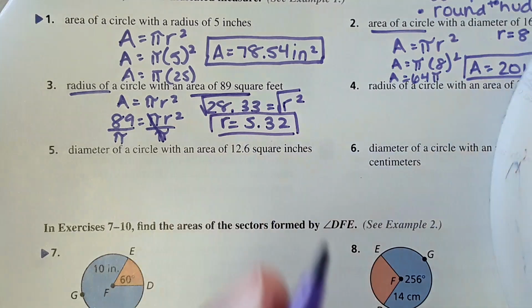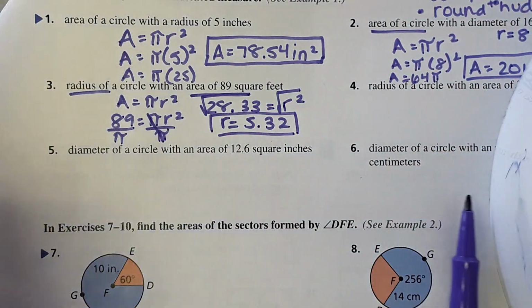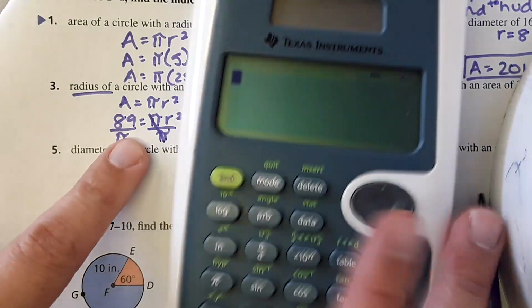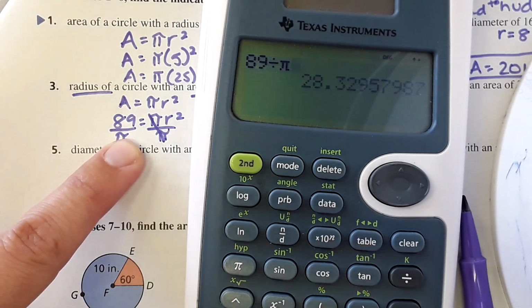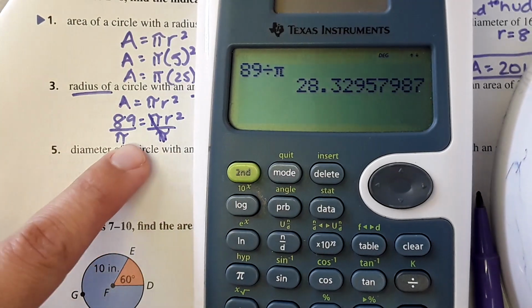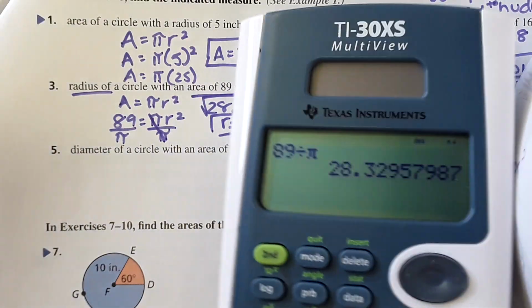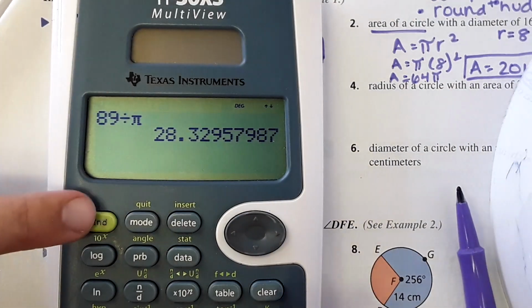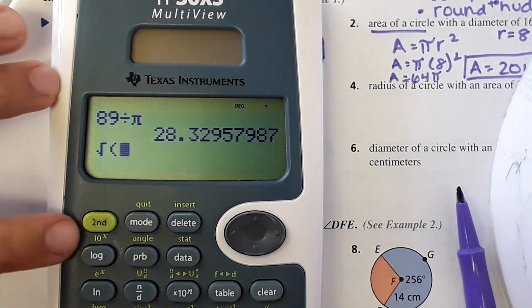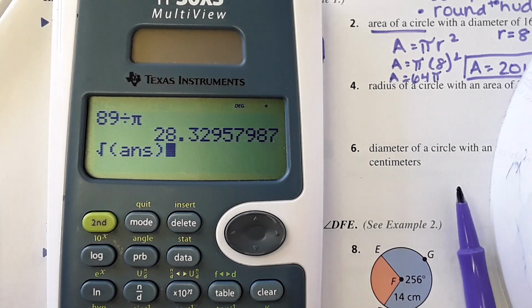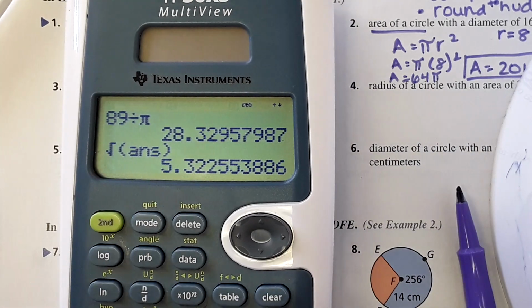And again, in the calculator, I'm just keeping those numbers there. Like, if you do 89 divided by pi, you get actually this number. And I just wrote down 28.33. But then for the next step where I have to take the square root, I'm just going to use that exact number, so that way I get a less rounded answer.